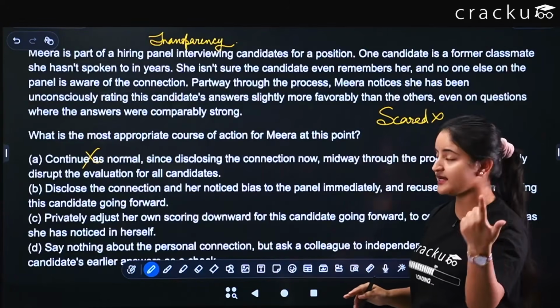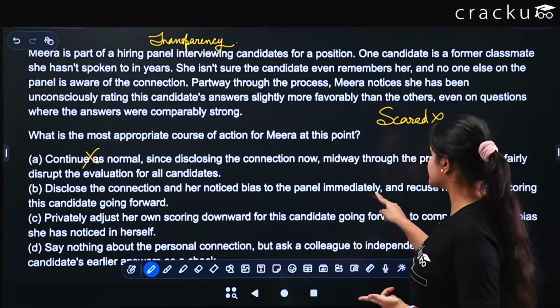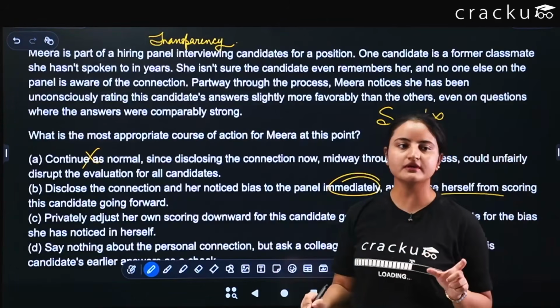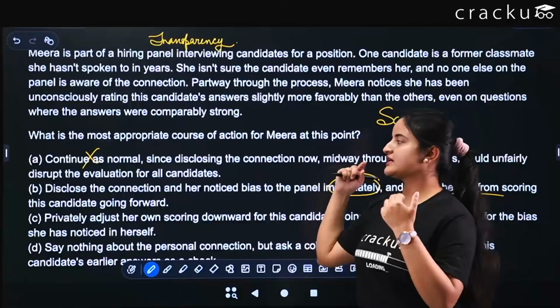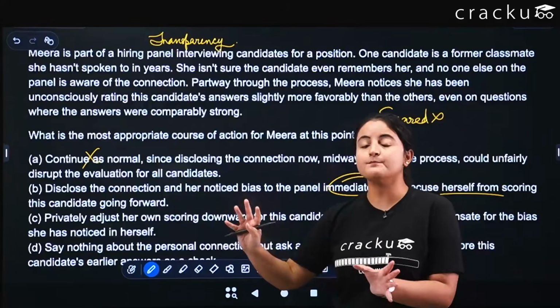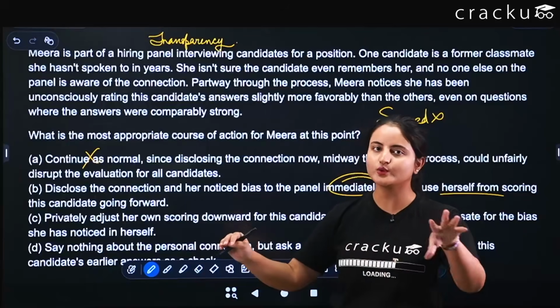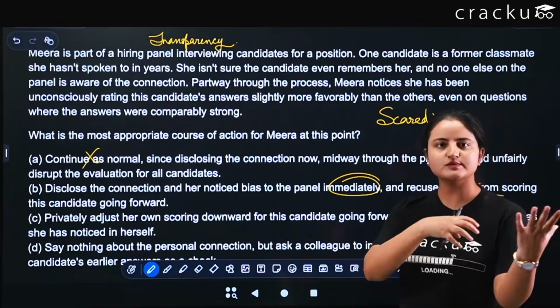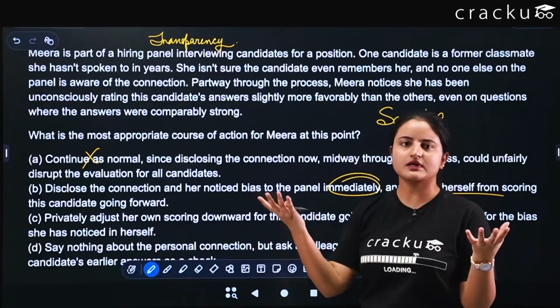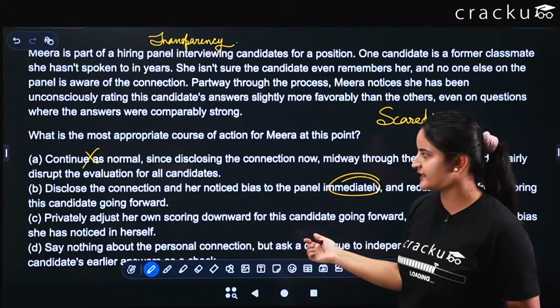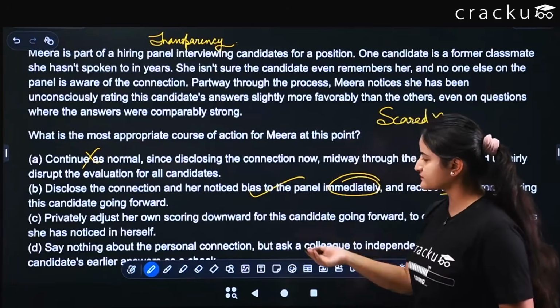Disclose the connection? Yes. Seems right. And her noticed bias to the panel immediately and recuse herself from scoring this candidate going forward. Makes sense. This is very transparent. She is disclosing that there might be a bias because I know this person. So I'll not score this particular candidate. I will score all others because I do not know them from before. So there cannot be any bias. This is what you should do, right? So this is right actually.